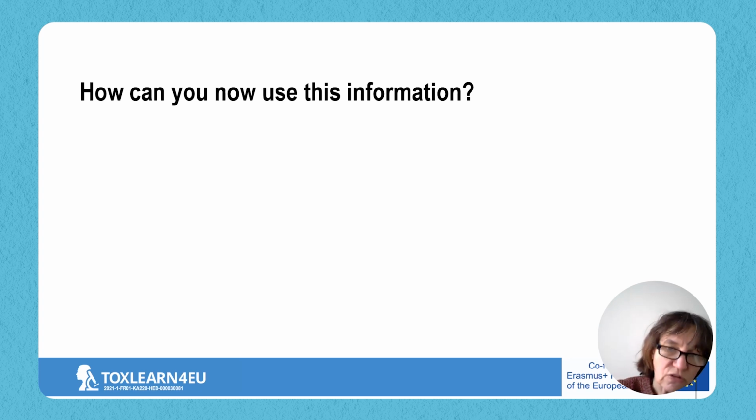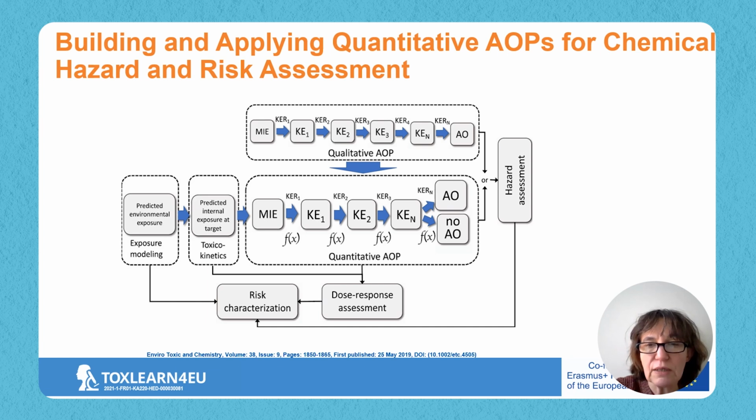How can we then use all of this new information? Well, actually, what a quantitative AOP has on top of a formalized conceptual AOP is that it does not only look at a hazard assessment, but also looks at the dose response assessment. And if you know a little bit about risk characterization and risk assessment, you know that for a good risk assessment, you need the linkage between the dose response curves and the hazard assessment.